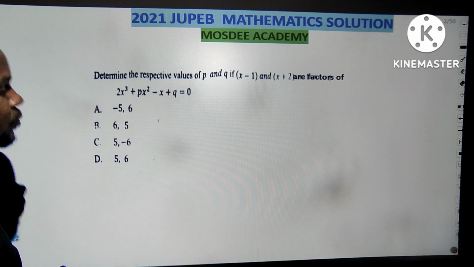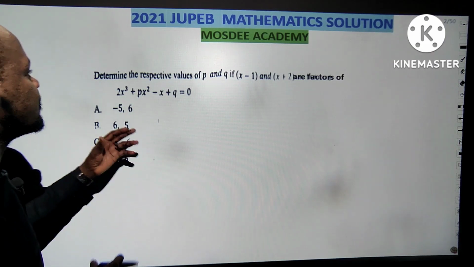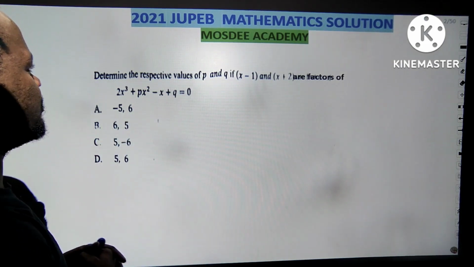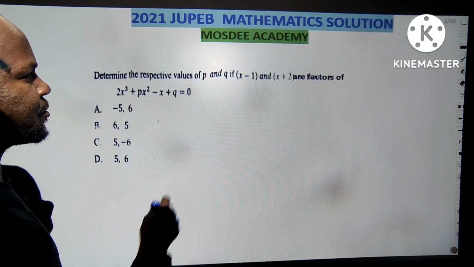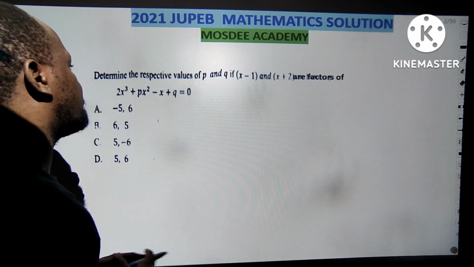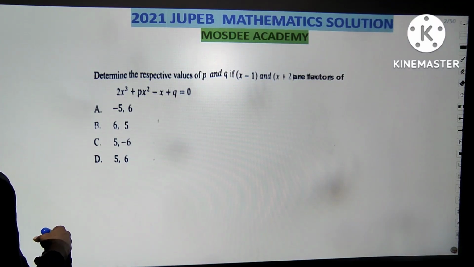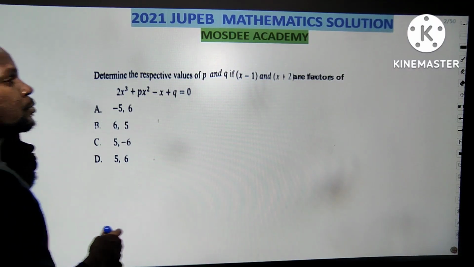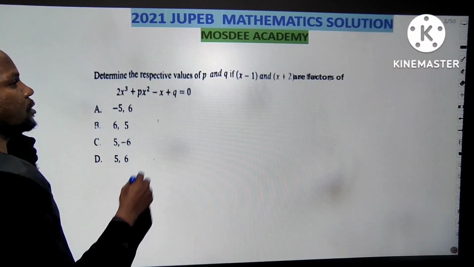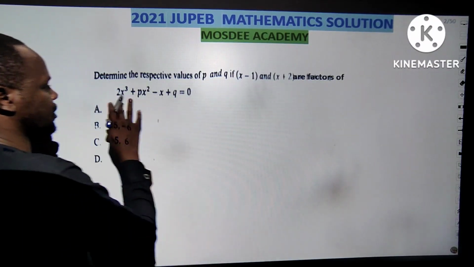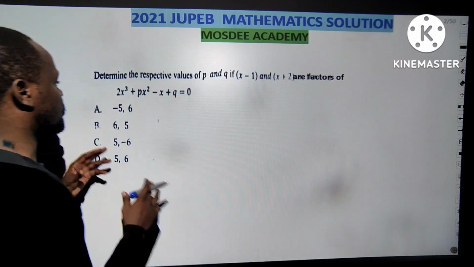Thank you very much. Now the next question says we are to determine the respective values of p and q if x minus 1 and x minus 2 are factors of this. So the factor remainder theorem under polynomials is also very important. I hope you have studied that, and if you have not, just substitute 1 in the equation. I'll do that directly so that we don't waste time.